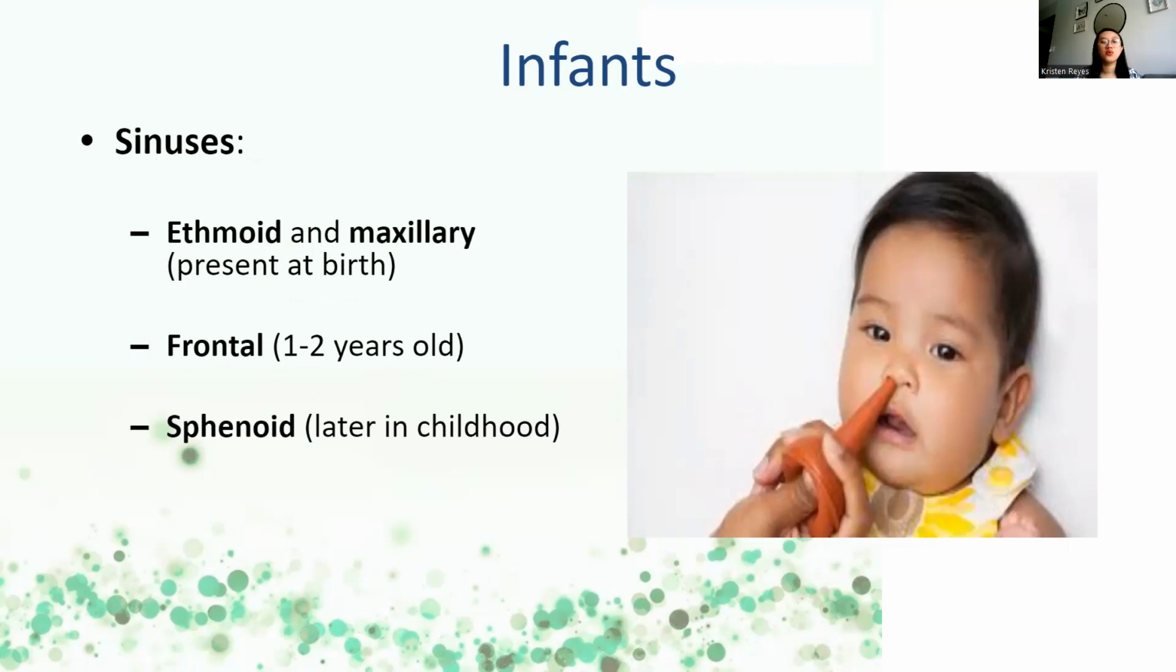Okay? So, for the sinuses, not all sinuses are present at birth. So, the first ones to develop are your ethmoid and maxillary, then the frontal at 1 to 2 years old, and then sphenoid later in childhood.